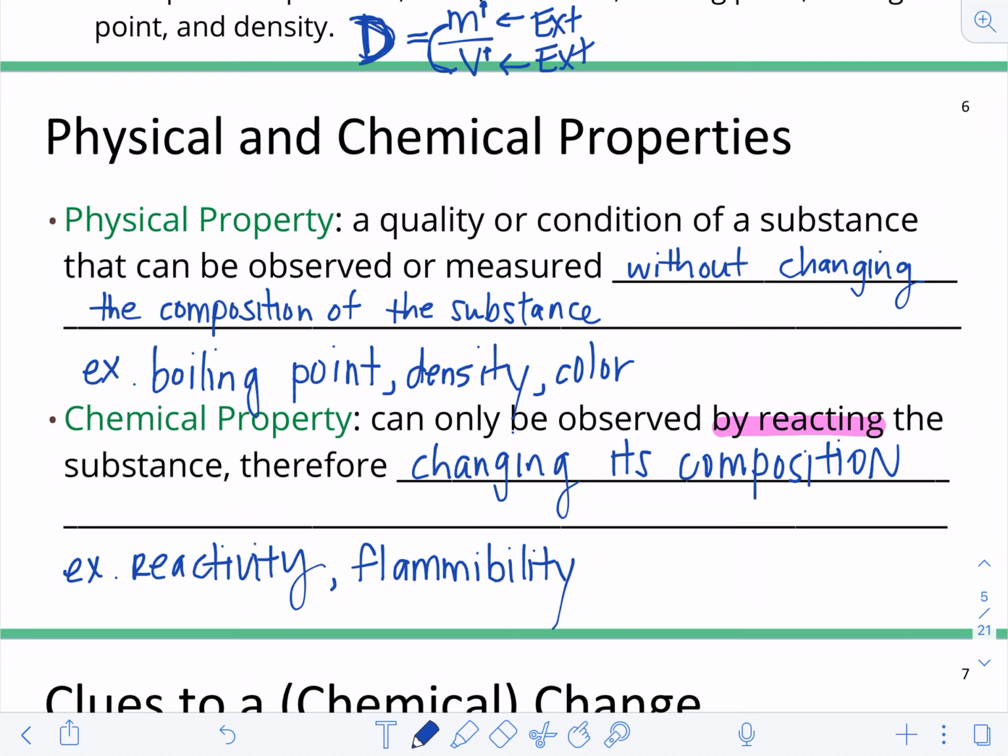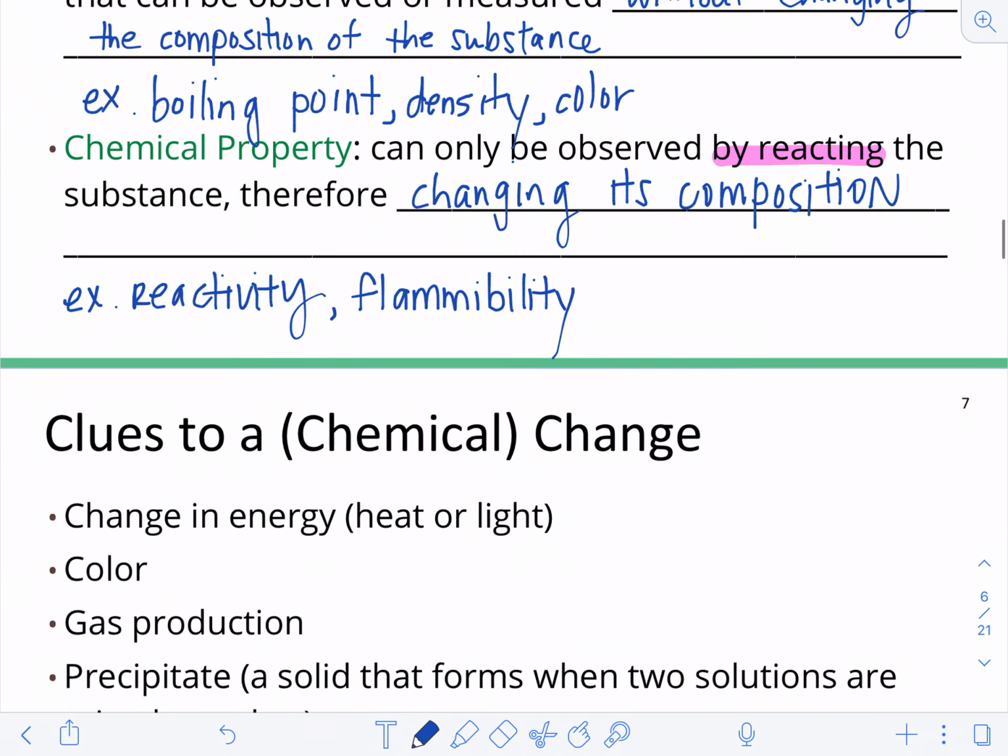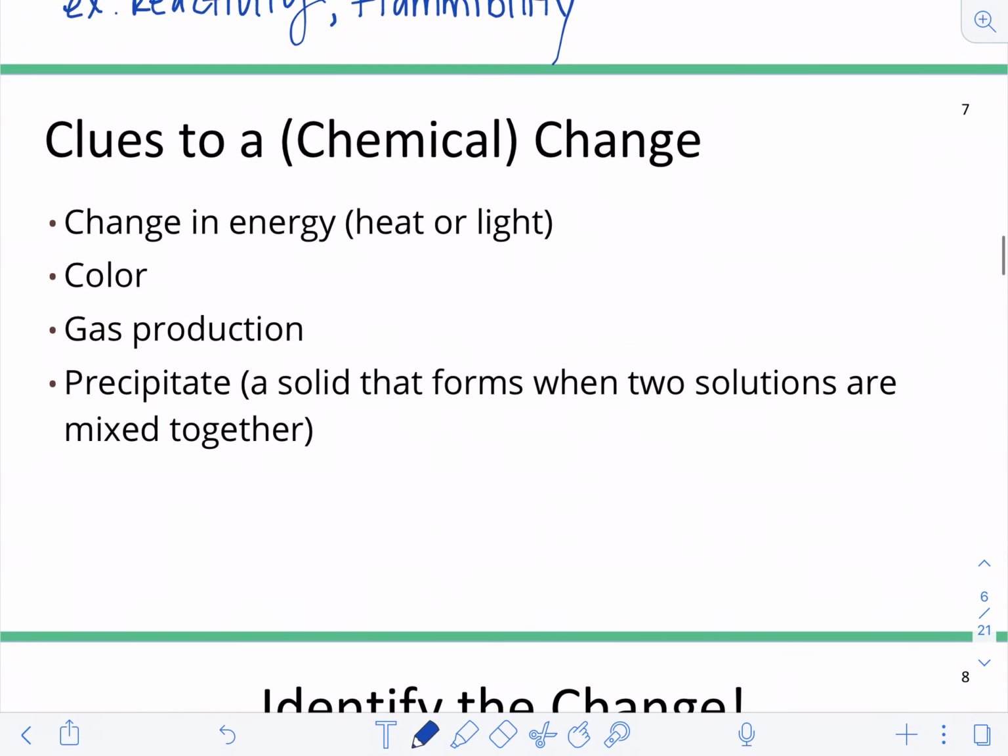All right, so how do you know if a chemical change has occurred? Some clues to a chemical change are that there is a change in energy. So maybe heat or light are given off or absorbed. Remember, heat doesn't necessarily have to be given off. It could be absorbed. Either one of those. A change in color. The main idea here is that the change in color is unexpected.